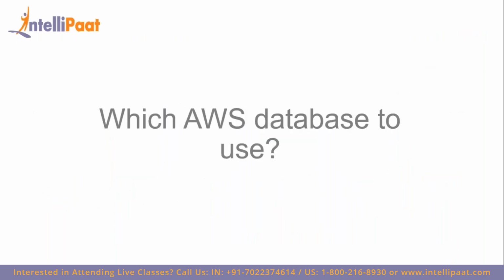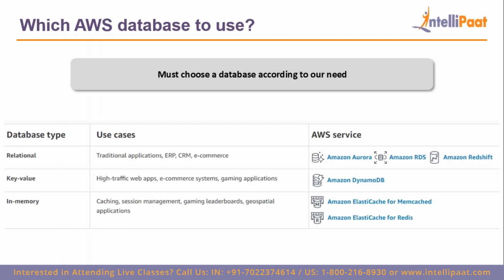Now, which AWS database to use when? So here you can see two database types, two use cases, and the AWS service which can be used for it. So relational: you can use Amazon Aurora, RDS, and Redshift. Aurora and RDS are traditional database types, so you can use them for traditional database needs. And Redshift is a warehousing tool.